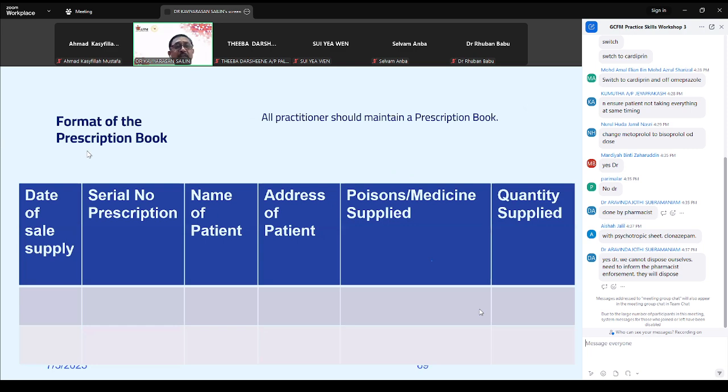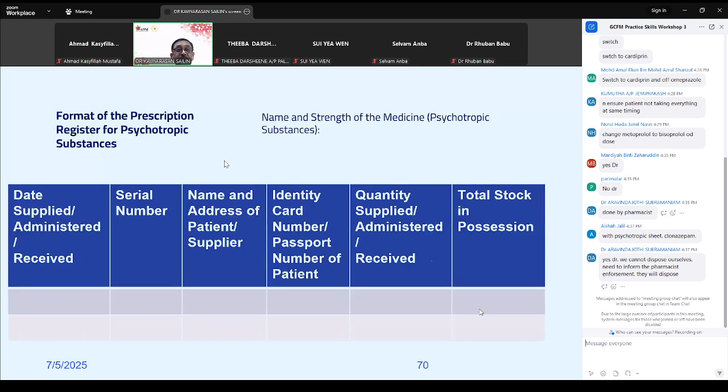So this is the format of the prescription book. Those practitioners who do not have one, you need to have a book. It's not a computer book. You need to have a hard copy of the medications supplied, especially the sedatives and antipsychotics. This is the format: when you are prescribing, you need to write who received, the serial number, the name and address of the patient, identity card, quantity supplied, and the stock in possession, which is the balance.